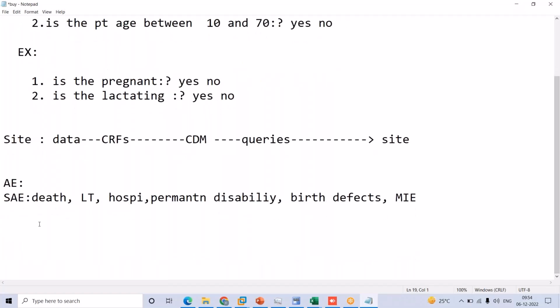So each and every adverse event will have its timelines to submit. So we'll report adverse events to regulatory authorities. That means pharma companies are obliged to submit each and every adverse event to the regulatory authorities.